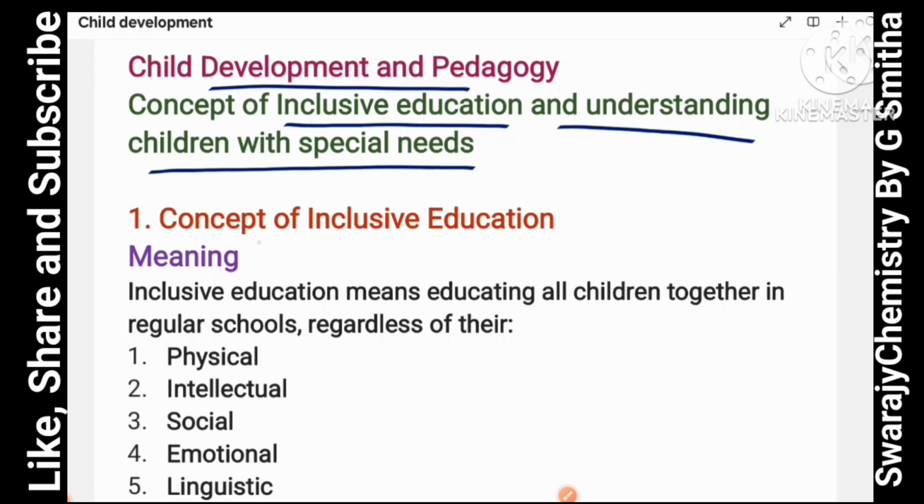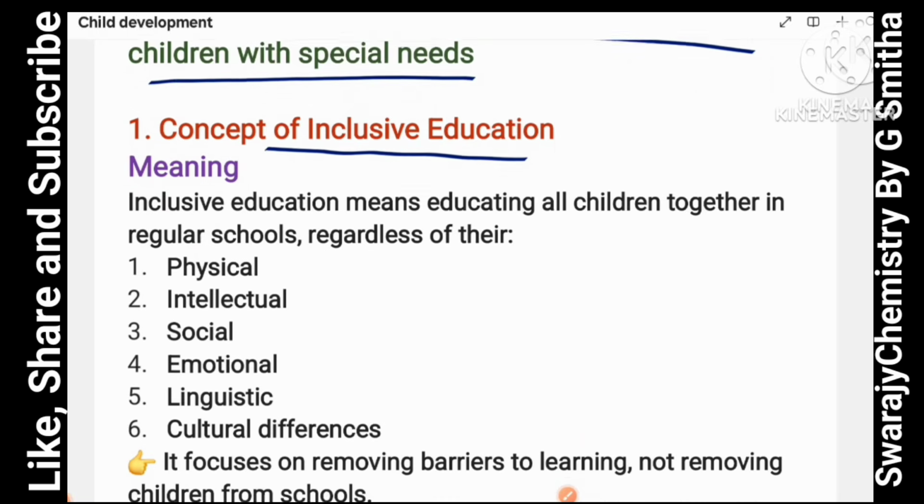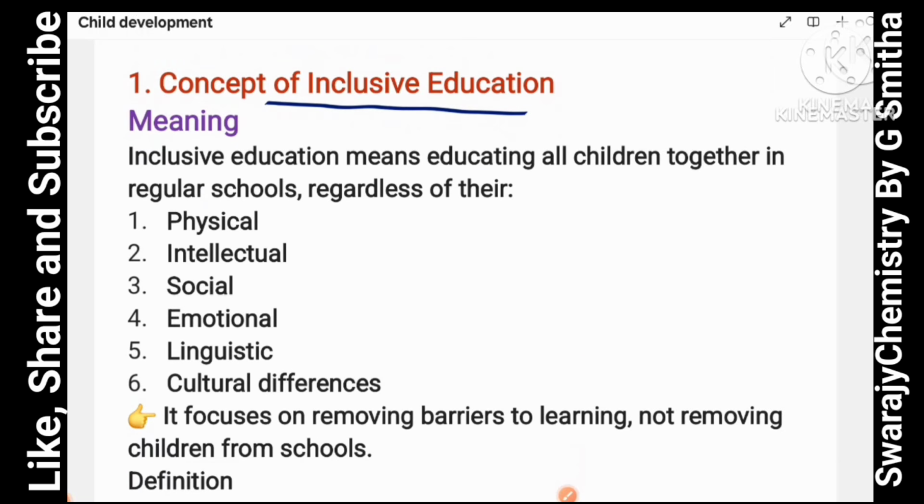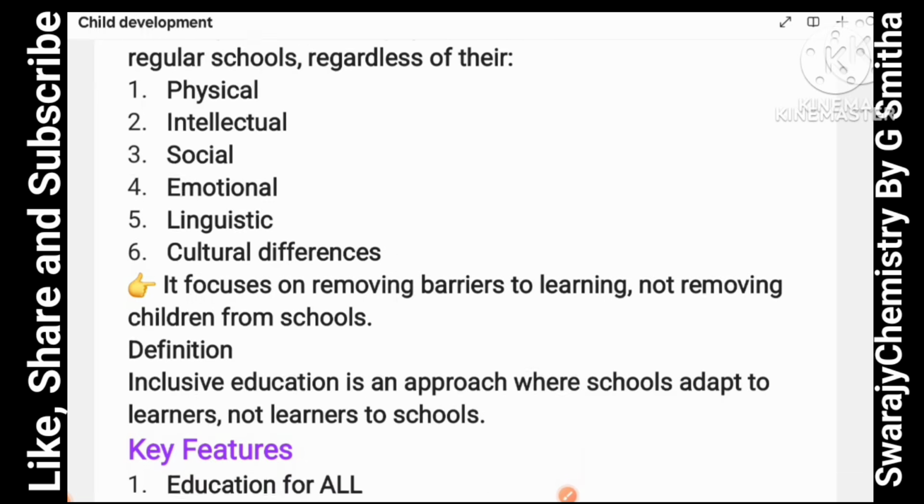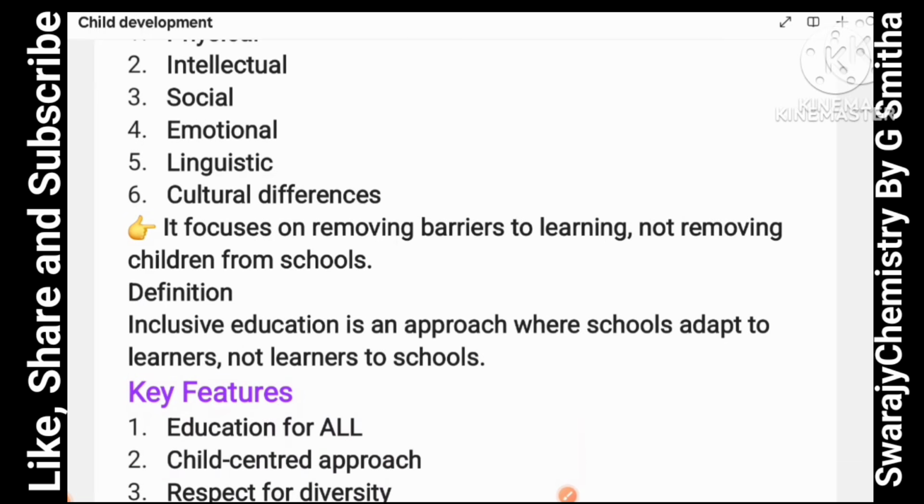Our first concept is inclusive education. First, let us understand the meaning of inclusive education. Inclusive education means educating all children together in regular schools regardless of their physical, intellectual, social, emotional, linguistic and cultural differences. It focuses on removing barriers to learning, not removing children from schools. In simple words, inclusive education is an approach where schools adapt to learners, not learners to schools.